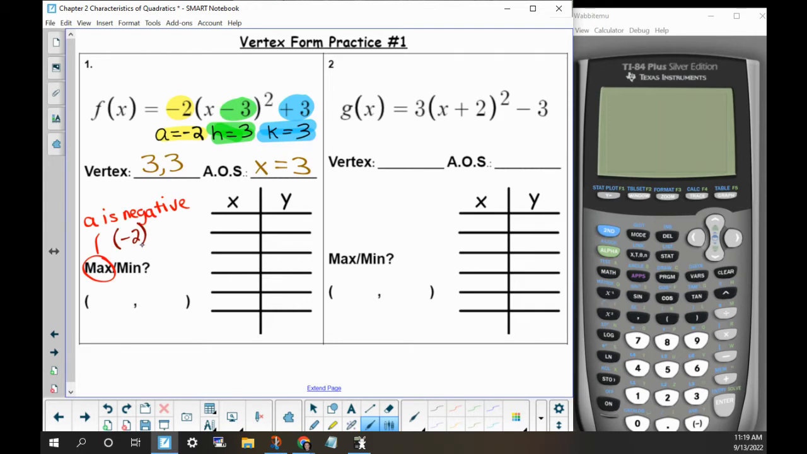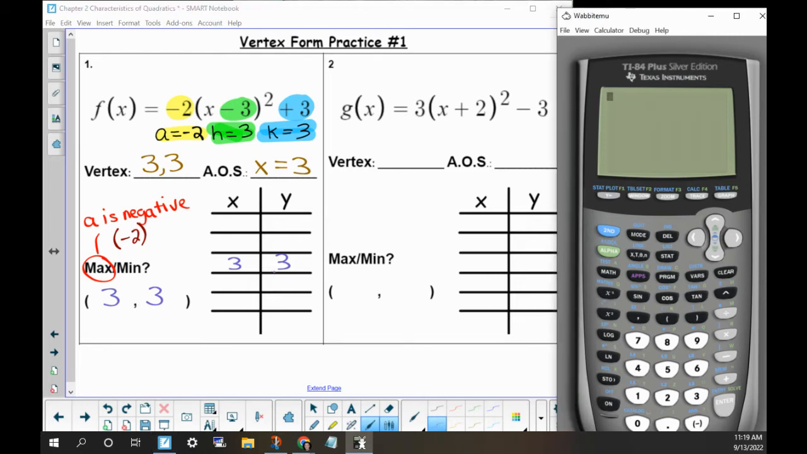All right, this space down here, we're just going to rewrite our vertex, which is 3, 3. And I always want to write my vertex here in the middle. Now, how would I figure out the rest of my table? What must I do? I need to plug it into the calculator. So, let's plug this into our calculators.